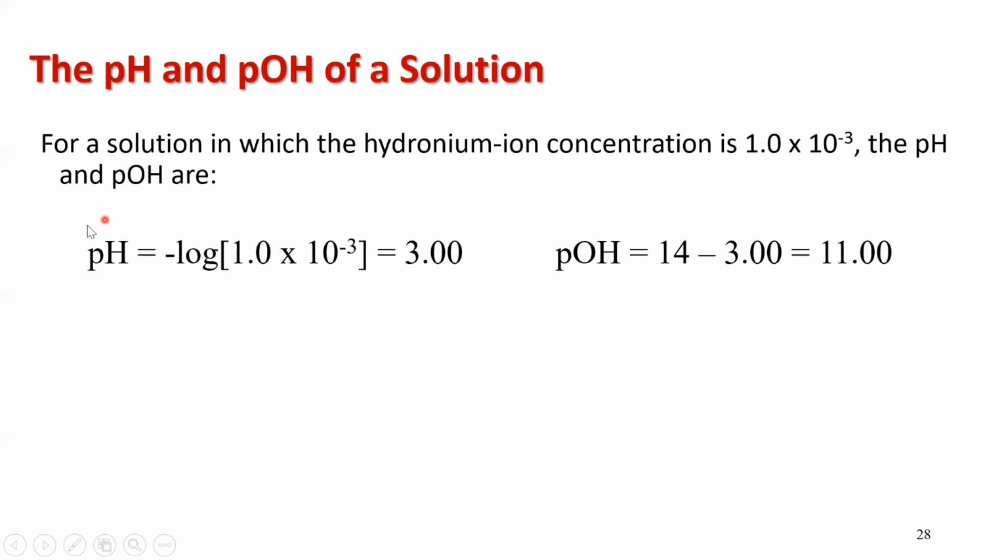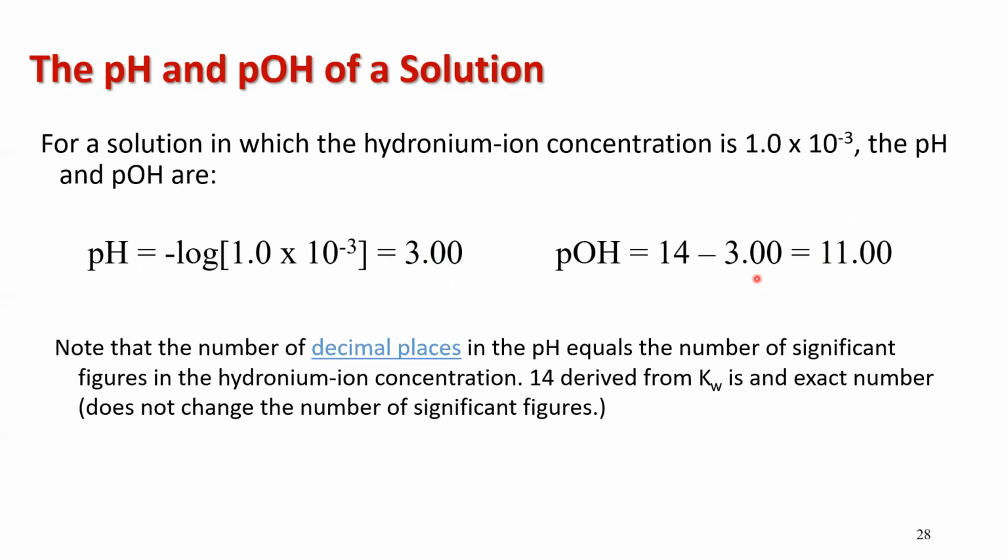So pH is calculated by taking the negative log of the hydronium ion. So in this case, the negative log of 1.0 times 10 to the minus 3. Now, because it's a log function and this number is 1, the exponent is going to be our pH. So the pH is 3. Now, to calculate the pOH, we would take 14 and subtract the pH, and we calculated the pH to be 3. So the pOH is 11.